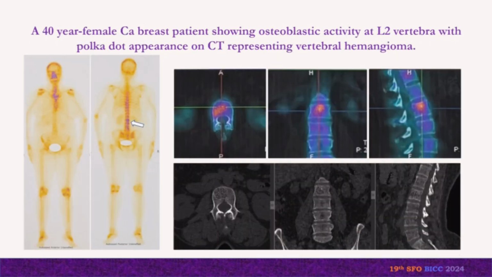The next case, a 40-year female with CA breast, showing osteoblastic activity at the L2 vertebra with polka dot appearance on CT representing vertebral hemangioma. That means a benign pathology takes up the tracer.